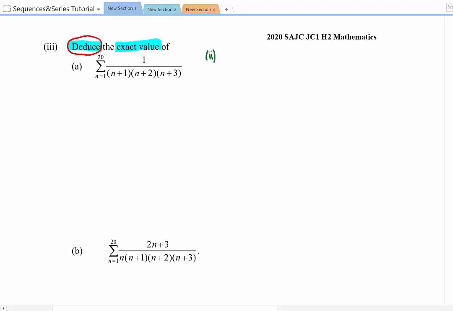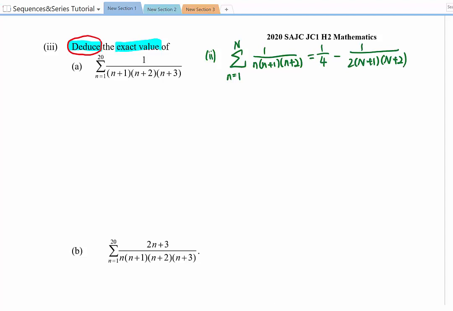In part 2, we have gotten the following, or we have shown this to be true. The sum of 1 over n, n plus 1, n plus 2 is equal to 1/4 minus something, right? This was what we had gotten from part 2. Now we have to try to incorporate our result in part 2 into our working in this case. Now how do we do this?